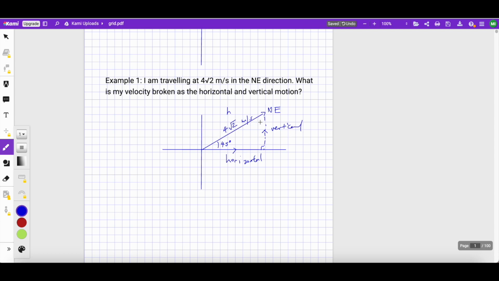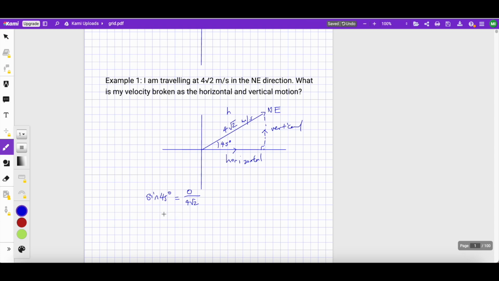So how do we break this up into the horizontal and vertical components? We will use trigonometry to help us. The vertical side we are trying to find is the opposite, and 4√2 is my hypotenuse. So I'm going to say sine 45 degrees is equal to the opposite, which is my vertical, over my hypotenuse, which is 4√2.